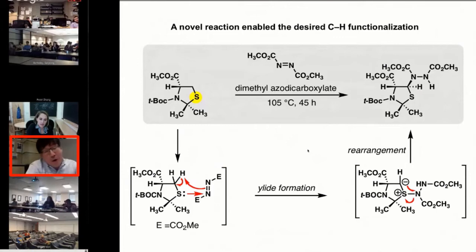You've got the polarizable sulfur atom engaging the diazo. You generate a putative ylide, and then there's a Stevens-like rearrangement to give a new carbon-nitrogen bond. So a really interesting transformation, one that has always inspired myself and my students in my lab.